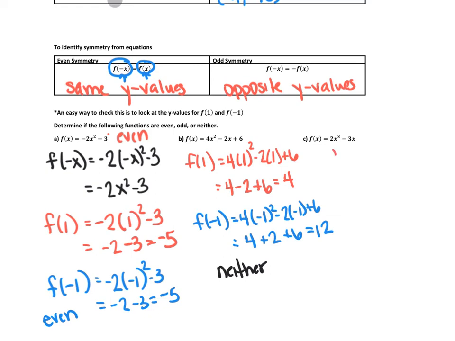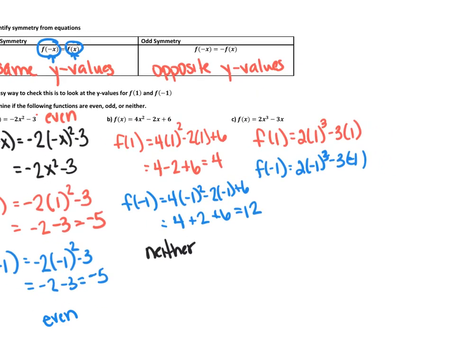The last one. F of 1 is 2 times 1 cubed minus 3 times 1. F of negative 1 is 2 times negative 1 cubed minus 3 times negative 1. So again, when I evaluate both equations, for the first one, 1 cubed is 1 times 2 is 2, and 2 minus 3 is negative 1. Here, negative 1 cubed is a negative 1 times 2 is a negative 2. And then negative 3 times the negative 1 is a positive 3. Negative 2 plus 3 equals positive 1. If we compare the y values, they're not the same y values, but they are opposite y values. Because they're opposite y values, that makes this an odd function.